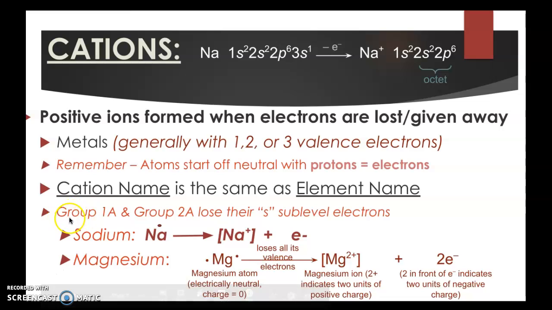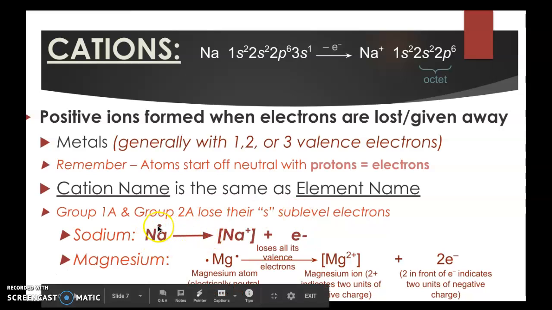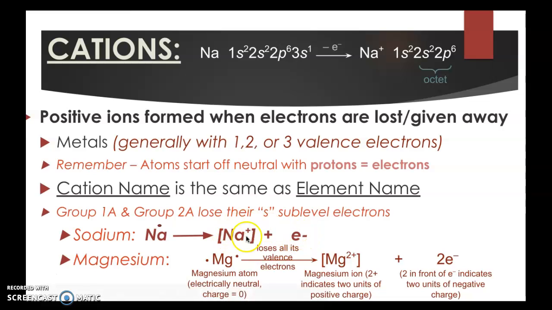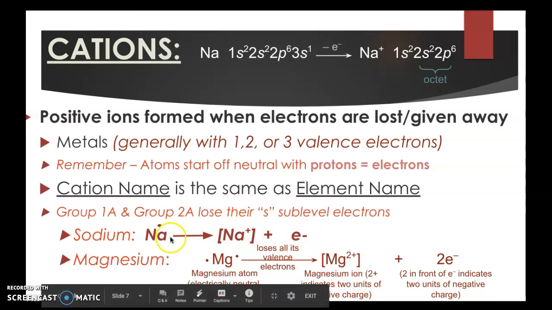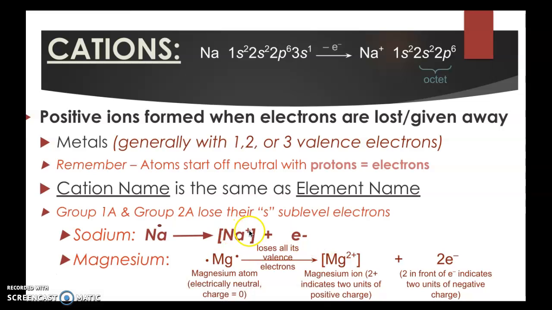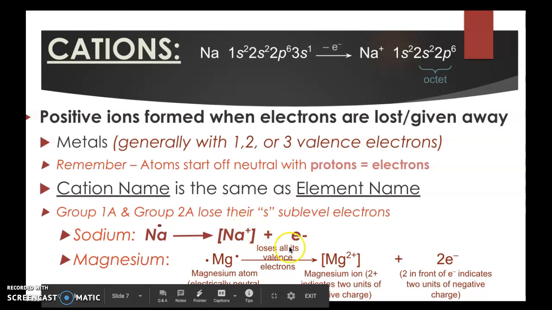Group 1A and 2A metals lose their s sublevel electrons, and this is what it looks like. Sodium starts off with the 1 valence electron. It's going to lose that electron, and then in the process it forms a +1 charge. Magnesium starts off with 2 valence electrons. It's going to lose both of those to become stable, and in the process it forms a +2 charge. So always write the charge of the ion in the upper right corner.